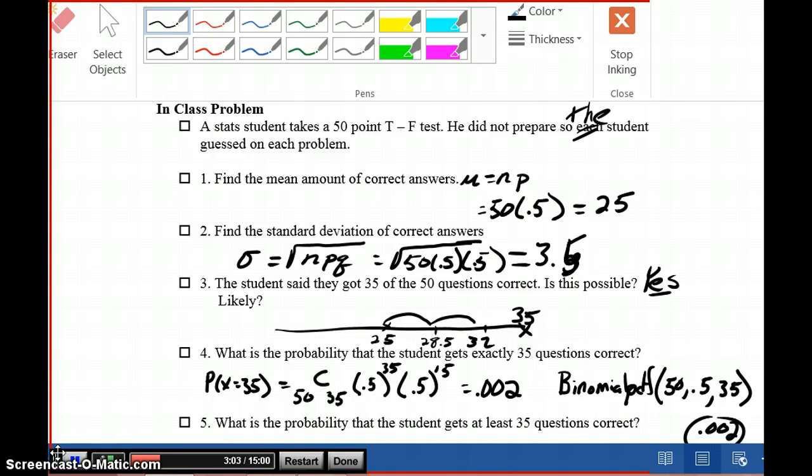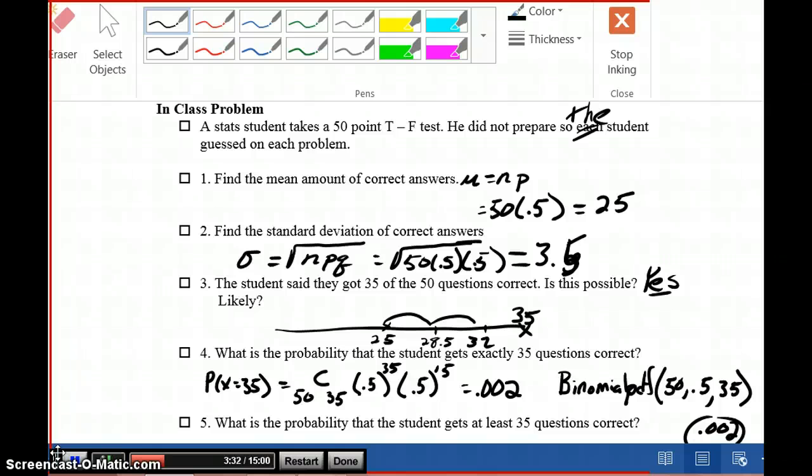The third question says, the student says that they got 35 of the 50 questions correct. So are we likely to believe this person, or do we think that this person might be lying? Well, is it possible that this person got 35 out of 50 correct? Well, yes. It is possible. But is it likely? Well, if I look at our standard deviation and the mean, I see that the mean is 25. Our standard deviation is 3.5.